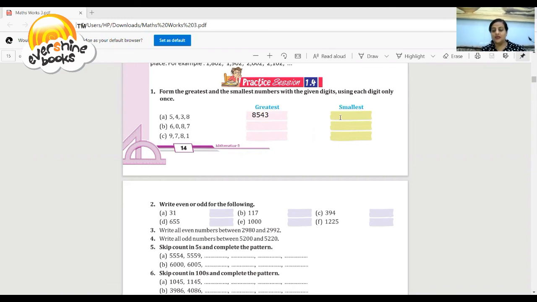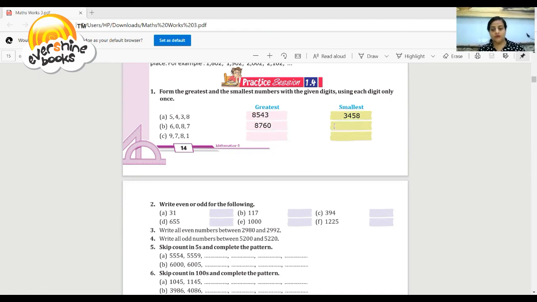So this is the greatest number that we can make with these digits, 8,543. Next, just make the opposite of it, that is 3,458, the smallest number. Next, if we want to make a 4-digit number, the greatest, we write 8 here, 7 after that, then 6, then 0.